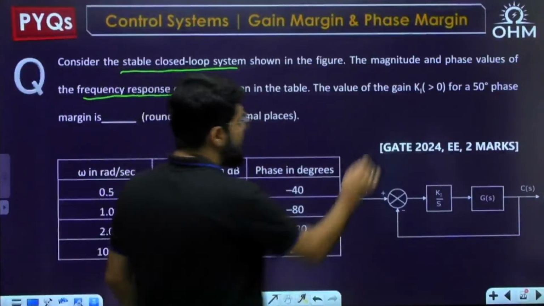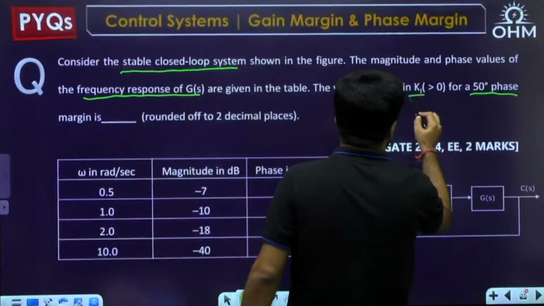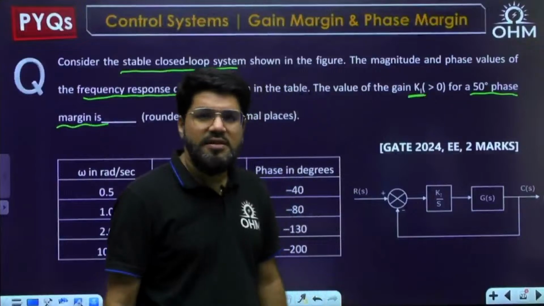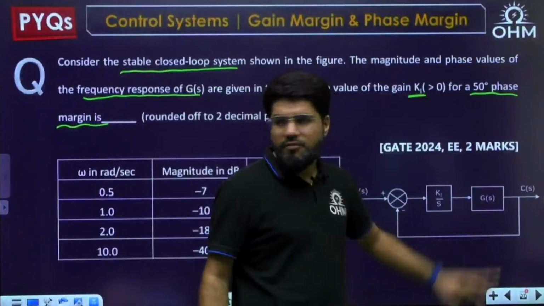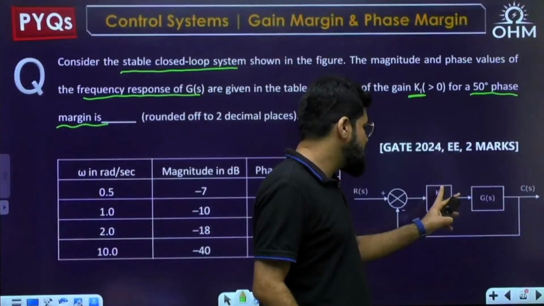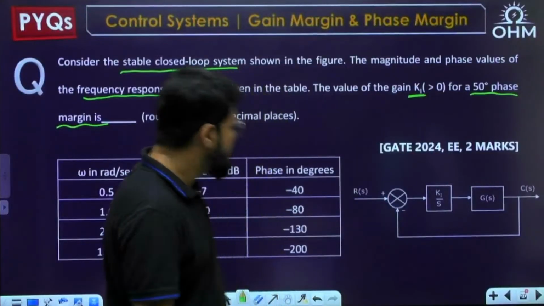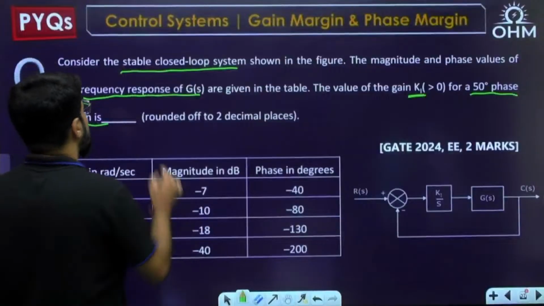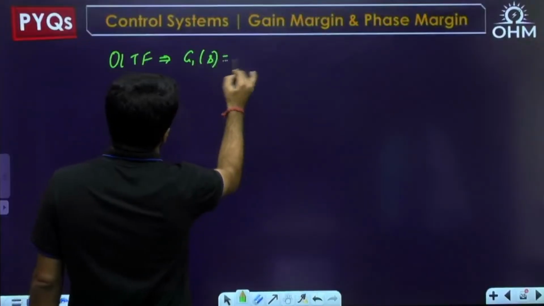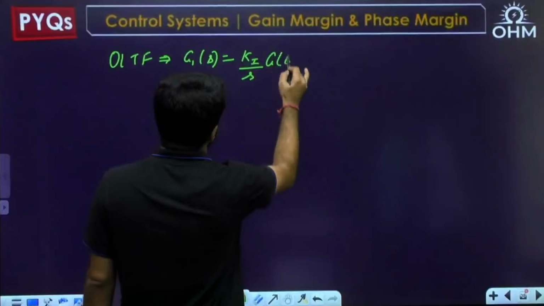What is the value of the gain Ki, which should be positive, for a 50-degree phase margin? But our system in the forward path doesn't only have G(s); the tabular information is on G(s). The actual open loop transfer function is Ki by s into G(s), right? Suppose I call it G1(s), and that is the product. These two are cascaded: Ki by s into G(s), correct?